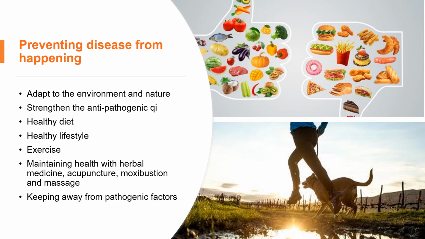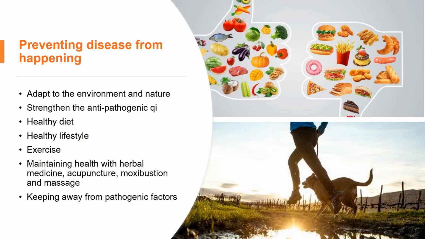So from here, some of the principles actually cover each other, such as strengthen the antipathogenic qi. How to strengthen the antipathogenic qi? That actually includes a healthy diet, healthy lifestyle, and maintaining health with these methods. That's how to strengthen the antipathogenic qi. Also, the healthy lifestyle also includes exercise. So some of the principles cover each other.